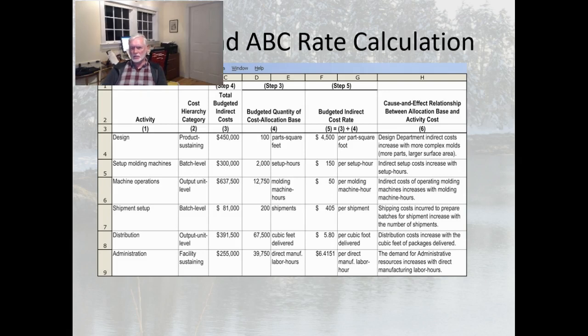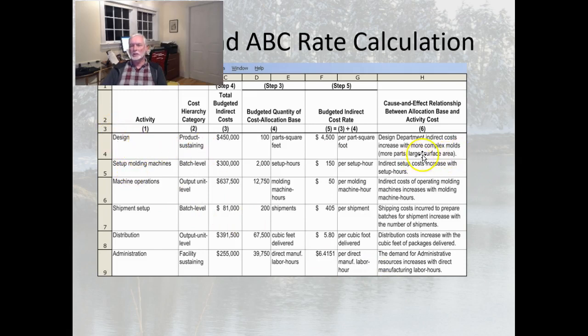With activity-based costing systems, we want to take and break down the activities necessary to produce the product into pieces. Each activity is then going to be looked at, and we're going to try to figure out what's the best way to allocate that activity to the products. Rather than allocating all these activities together, we're going to allocate them separately. So here we've got design, we've got setup, molding machines, machine operation, shipment setup, distribution, and administration.